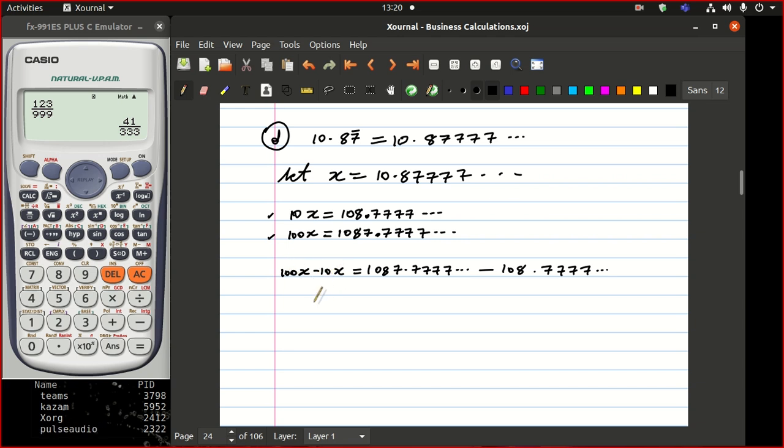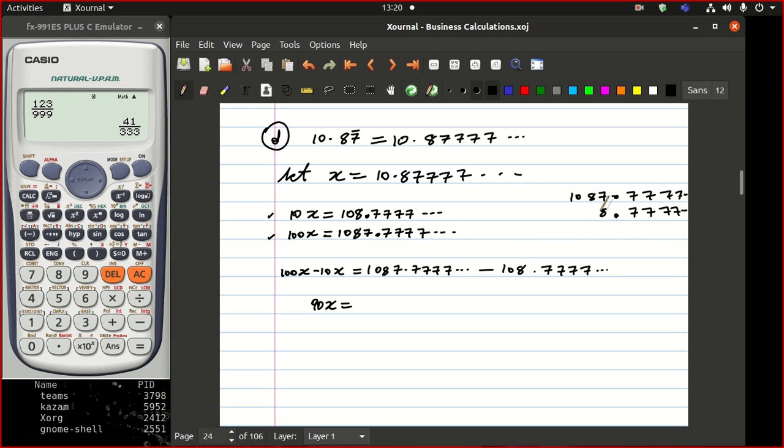And then the next thing is you have 100x minus 10x. Once you have that, you know that you'll be left with 90x. And then this side here, you are having 1087.7777, then you have the dots there. And then the next thing is you want to align this decimal point with that decimal point, and then you start writing these numbers as they are. We start with 7 here, 7 7 7 7, then you have the dots. And then before that, you start writing these numbers from here and all the way that side.